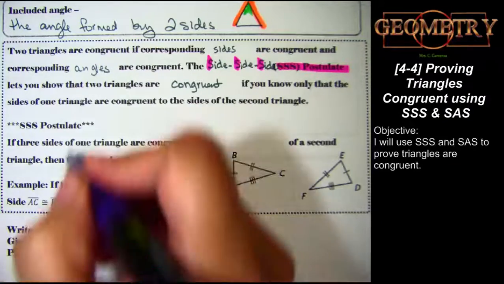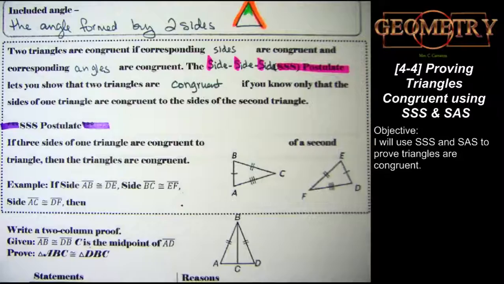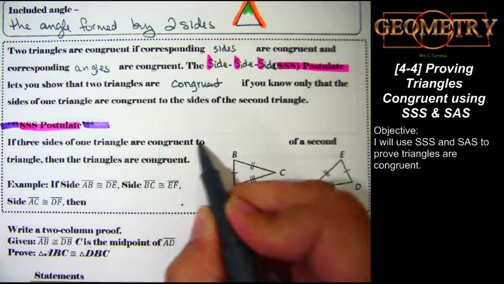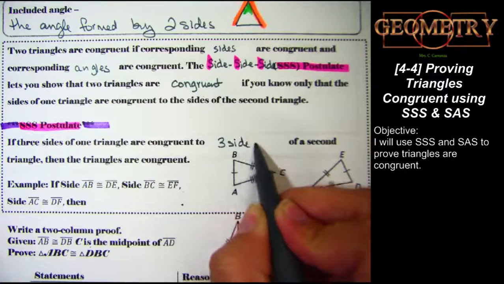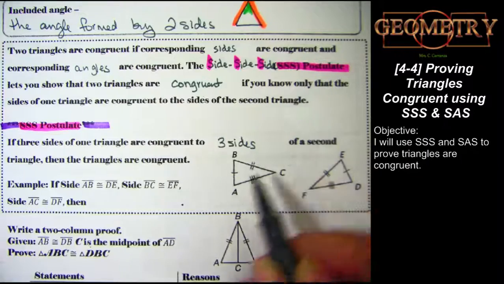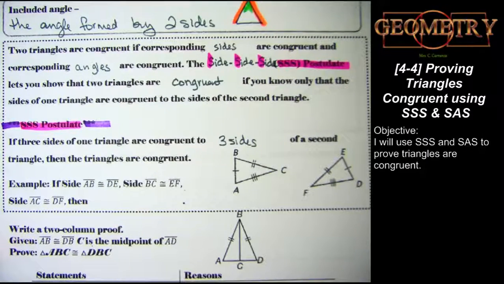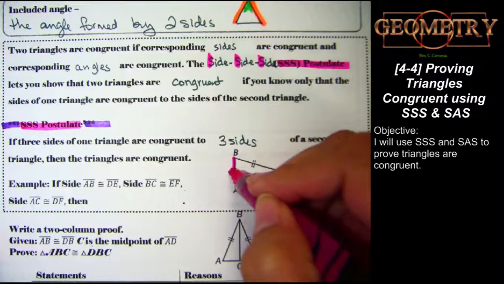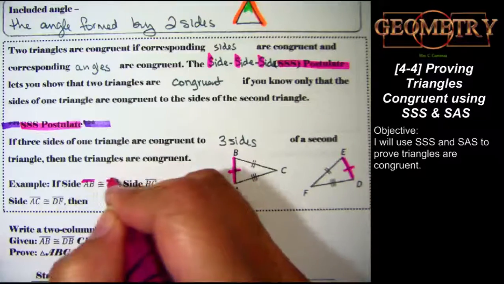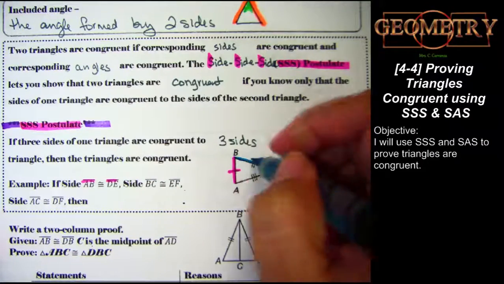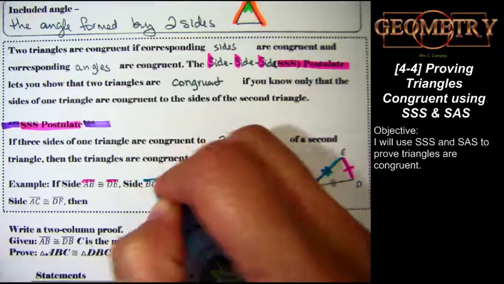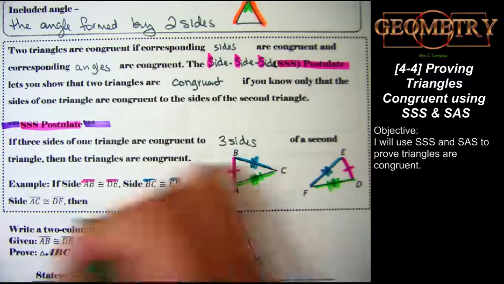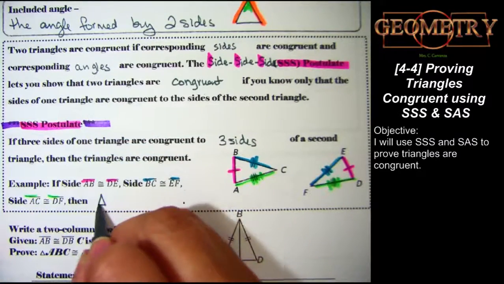Here's what the postulate actually says. It says, if three sides of one triangle are congruent to three sides of a second triangle, then the triangles are congruent. And your setup is going to end up looking something like this. I've got two triangles. I have one pair of congruent sides. I have another pair of congruent sides. I have a third pair of congruent sides. The triangles are congruent.